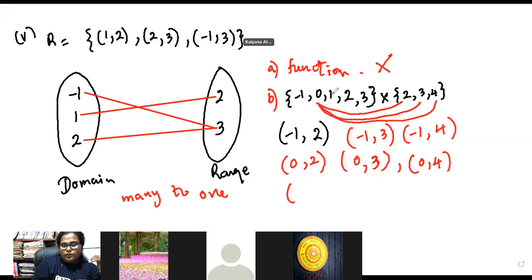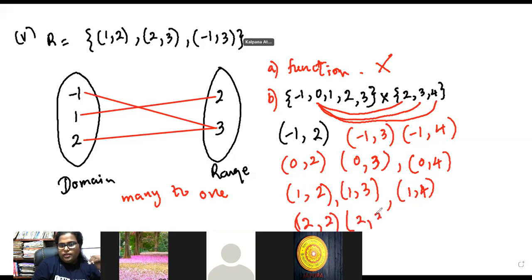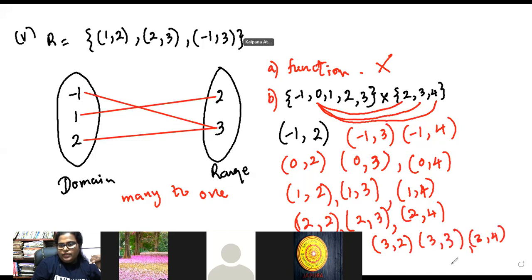And after that, you go for the next element of this set, 1. 1, 2, 1, 3, and 1, 4 are the next pairs here, right? And when you take 2, you can write the pairs as 2, 2, 2, 3, and 2, 4 as well. And getting the last element, 3, you can write the pairs as 3, 2, 3, 3, and 3, 4. These are the pairs that we can take by the product of these two sets, right?